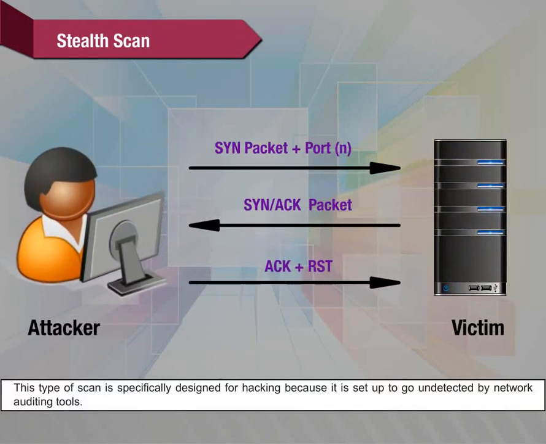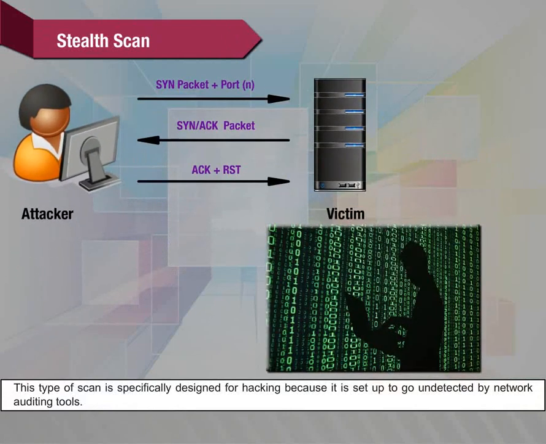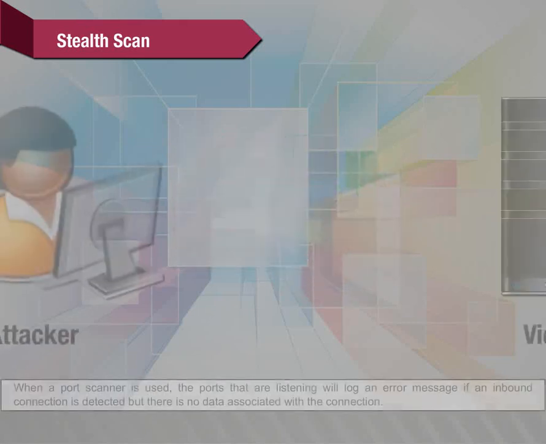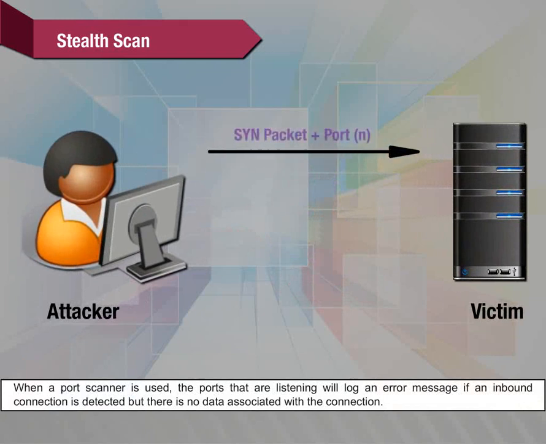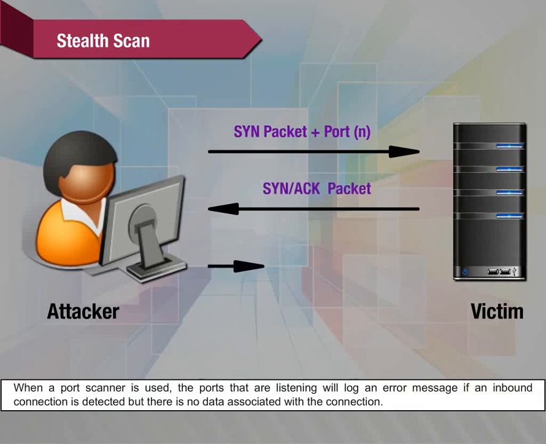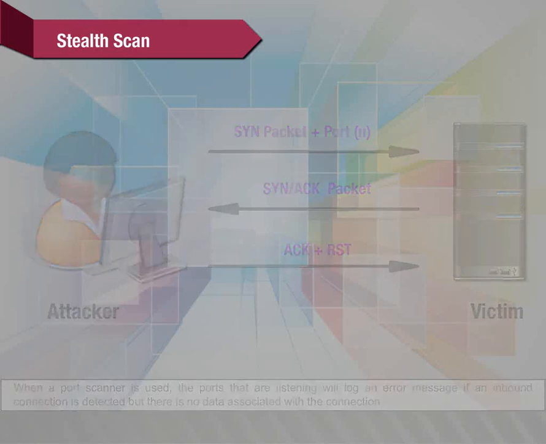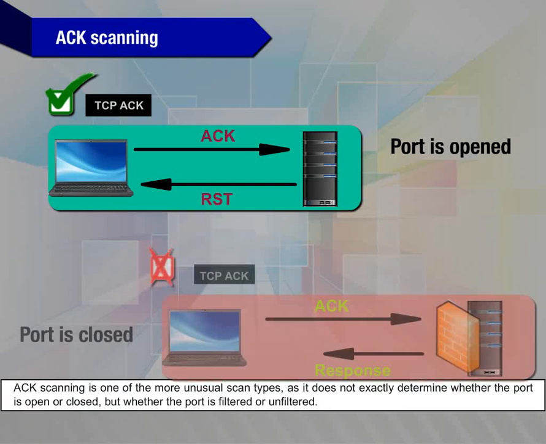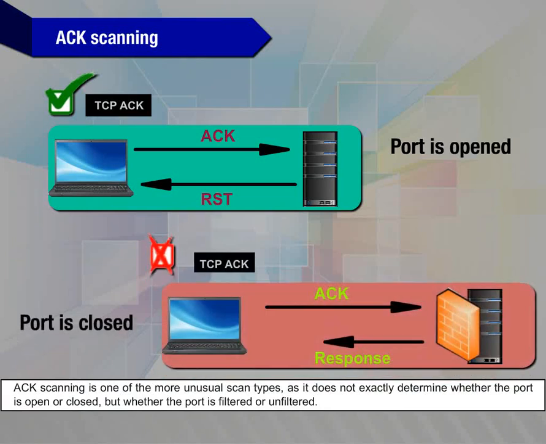Stealth scan. This type of scan is specifically designed for hacking because it is set up to go undetected by network auditing tools. When a port scanner is used, the ports that are listening will log an error message if an inbound connection is detected, but there is no data associated with a connection. Stealth scans are able to bypass this process and therefore go undetected during audits. ACK scanning. ACK scanning is one of the more unusual scan types as it does not exactly determine whether the port is open or closed, but whether the port is filtered or unfiltered.